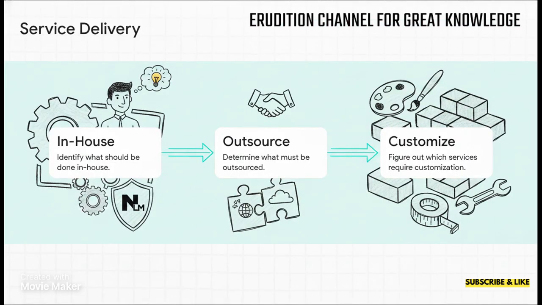Once your short-term strategy targets those vulnerable areas in your value chain, you've got to execute. And executing means answering 3 critical service delivery challenges. Step 1, you must identify exactly which services should be handled in-house by your own teams. Step 2, determine which services are better off being outsourced to a specialized third-party provider. And step 3, and this one is super important, you have to figure out which of those services require heavy customization in order to actually be effective for your specific business model.